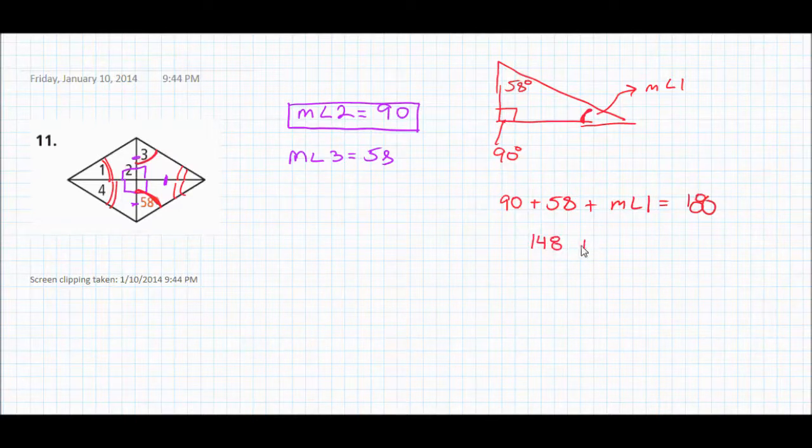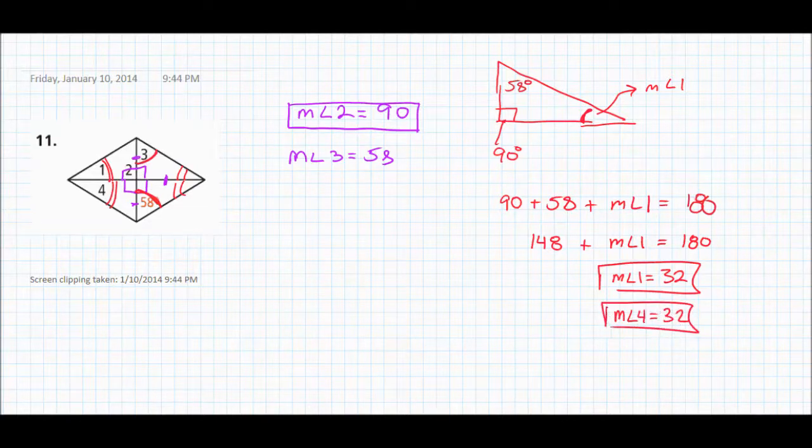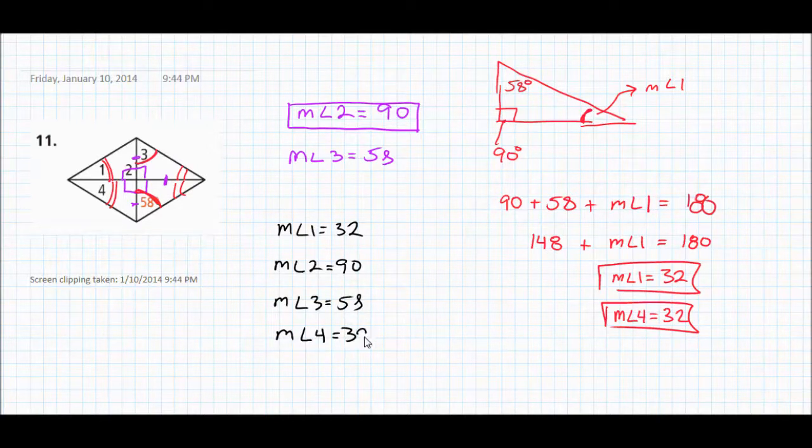148 plus the measure of angle 1 equals 180. Subtract 148 from each side, so the measure of angle 1 equals 32. If the measure of angle 1 equals 32, it is congruent to the measure of angle 4, so the measure of angle 4 is 32 as well. So our answers would be: the measure of angle 1 is 32, the measure of angle 2 is 90, the measure of angle 3 is 58, and the measure of angle 4 is 32.